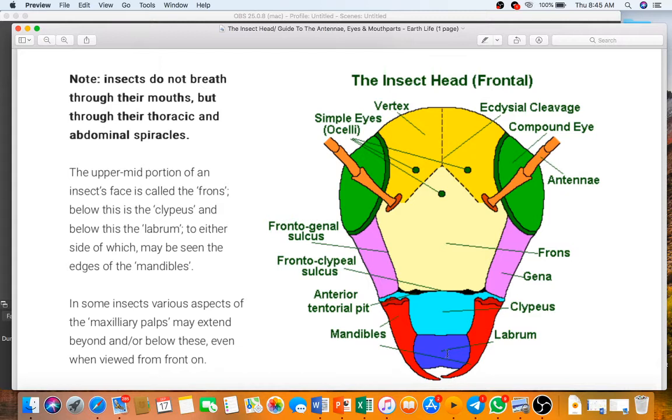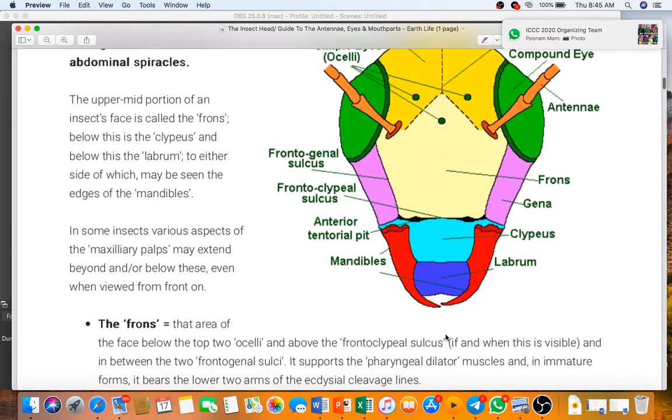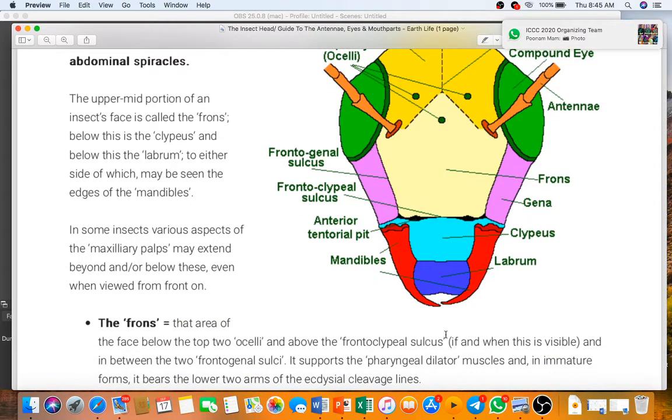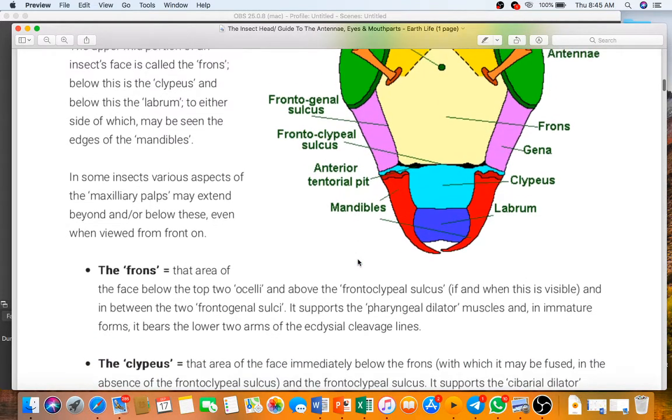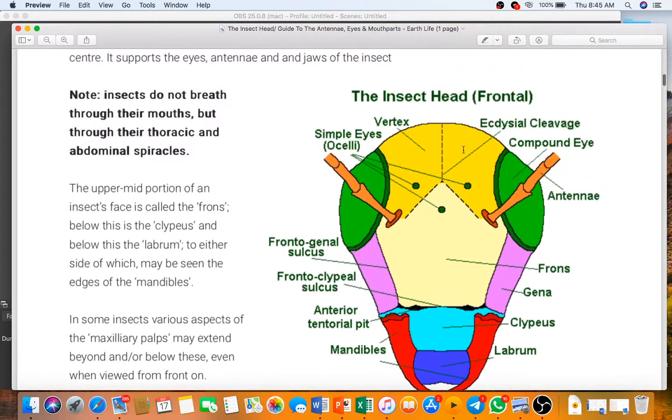In the side of labrum is mandibles. In some insect, maxillary pulps are there, which are extended through the side of labrum. Now coming to frons.